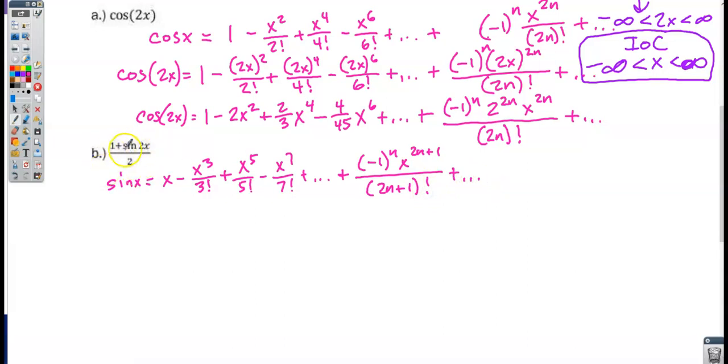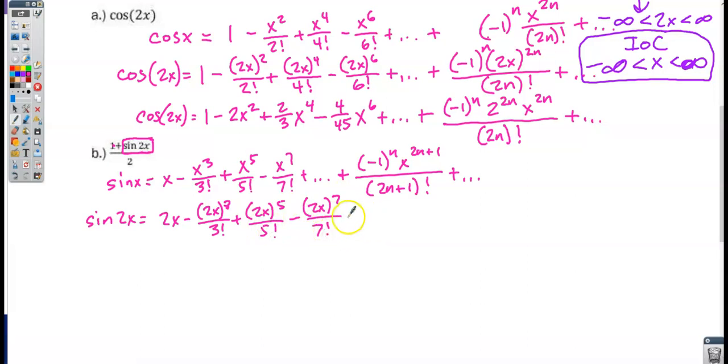As I operate here, I've got the series for sine of x. I'm going to go ahead and substitute 2x in there. Then I'm going to add 1 to the result of that, and then I'm going to divide all of that by 2. So first, the series for sine of 2x. I put 2x's everywhere where there is an x.